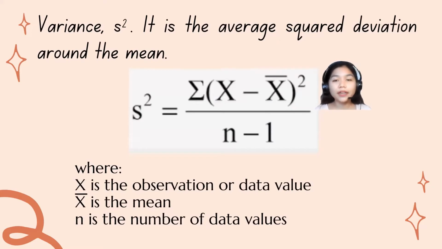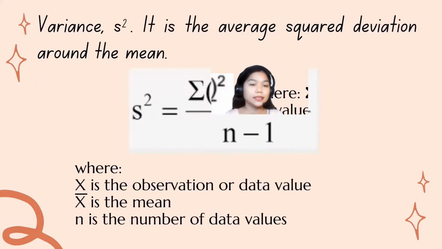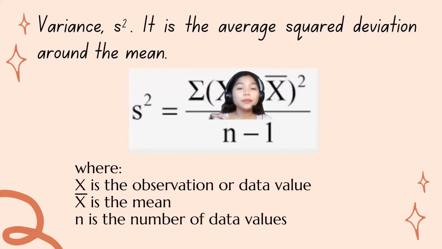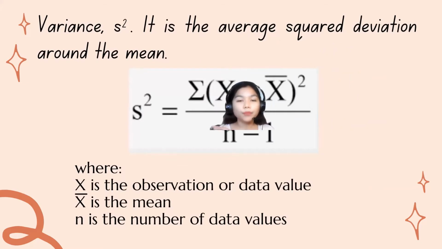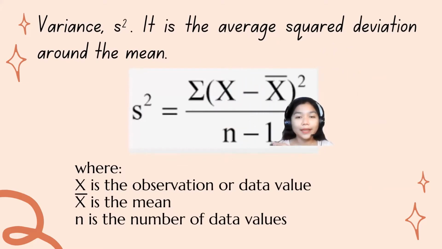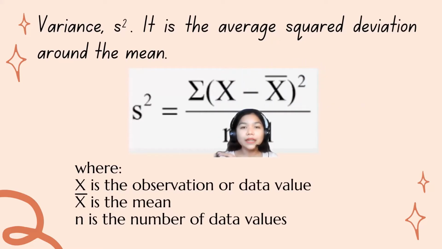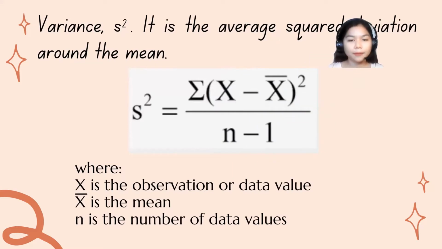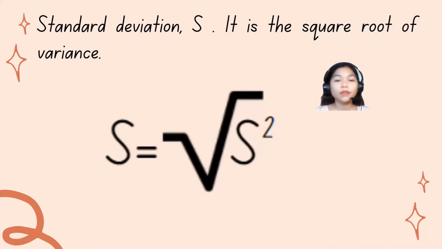Another way of getting the variance is this. Variance S squared is equal to the summation of x, the value of x minus the mean, squared, overall n minus 1. x is the observation in the data, this is the mean, divided by the number of data values subtracted by 1. Please be careful in trying to be familiar with the different formulas. Then S, or simply the standard deviation, is the square root of the variance.